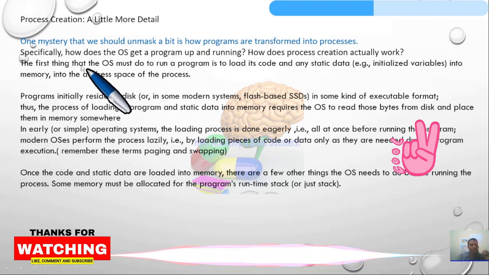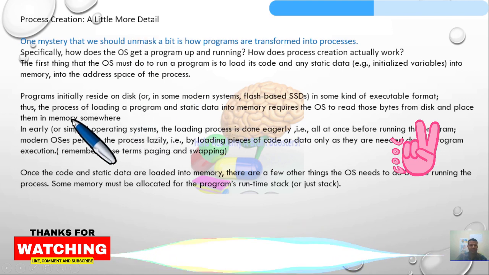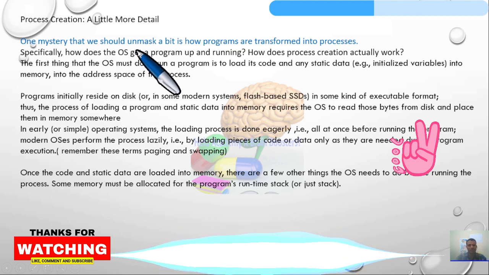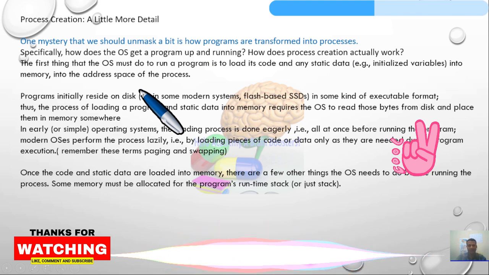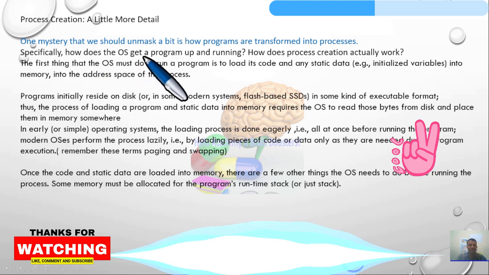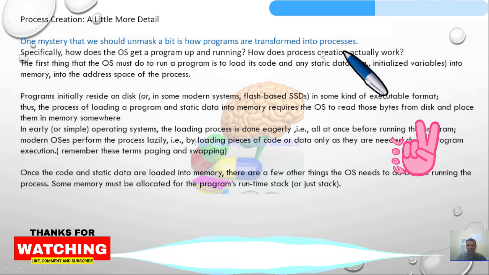Okay, so process creation. What is process creation? A little more about how the process is created. Okay, one mystery that we should unmask a bit is how programs are transferred into a process. A program just sits in the secondary memory and is not executing. So a process means a program in action. Especially, how does the operating system get a program up and running? How does process creation actually work?